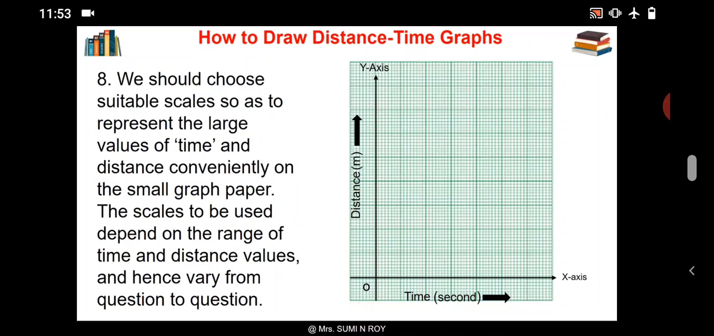We should choose a suitable scale so as to represent the large values of time and distance conveniently on the small graph paper. The scale to be used depends on the range of time and distance values and hence varies from question to question.